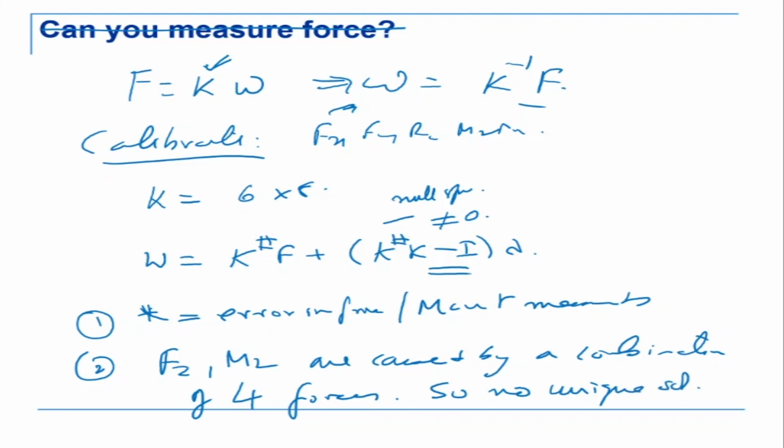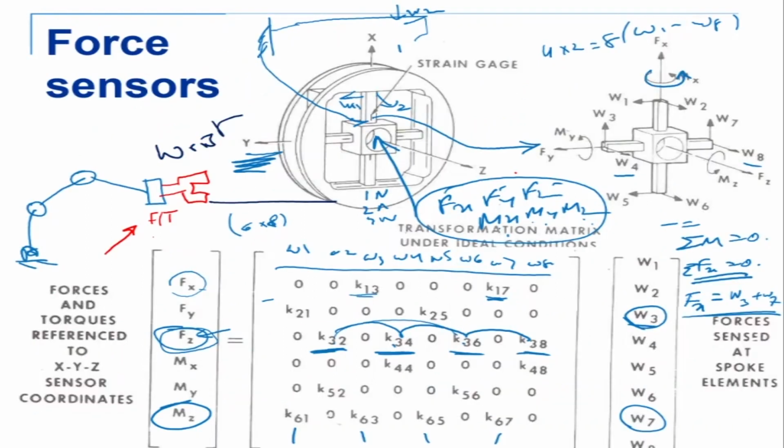So these two issues cause the problem that you never get exact force torque measurements. There is always going to be some error. So please keep this in mind if you're ever using force torque sensors, that you always tend to get some kind of error in force torque sensors. And that happens because of this K matrix, which is non-square.